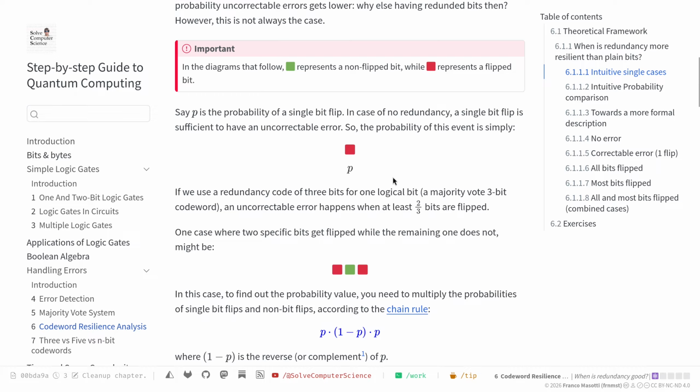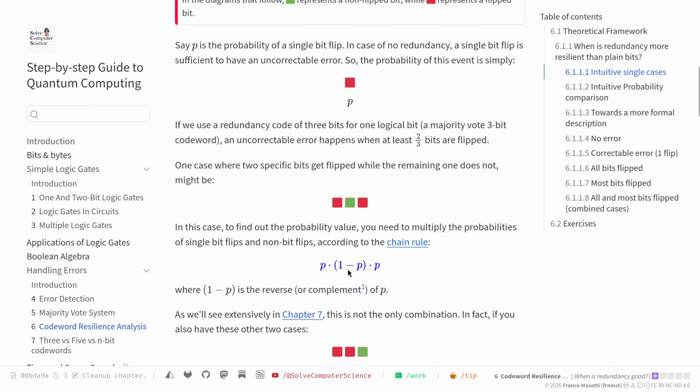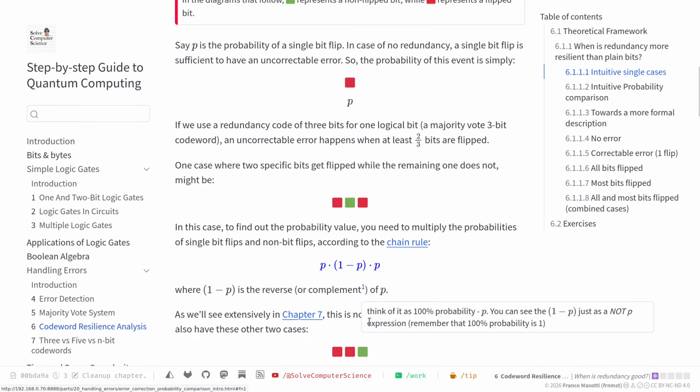Okay, and you can express this notion like this. For example, in this case here, we have the first one which is flipped, the second one which is not flipped, and the third one which is flipped. So if you express them as probabilities, still using p, you have p and 1 minus p because it's the complement, and finally still p. You have the product of these three probabilities because of the chain rule. Okay, so you can think of 1 minus p like this: you have one, which is 100% probability, minus p.